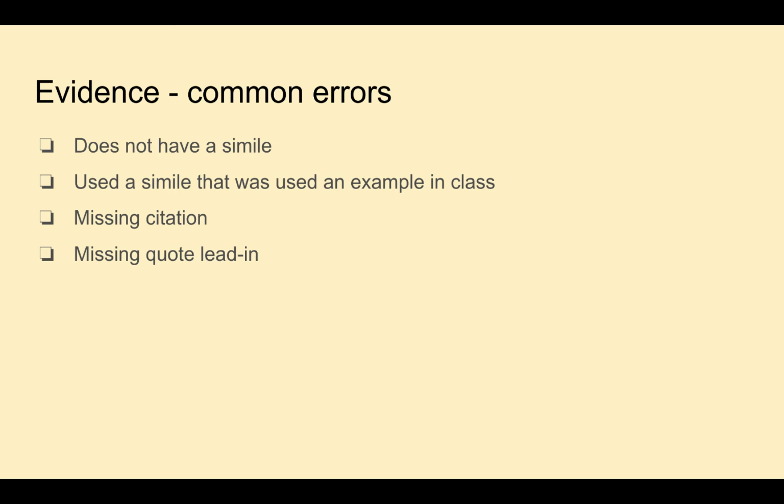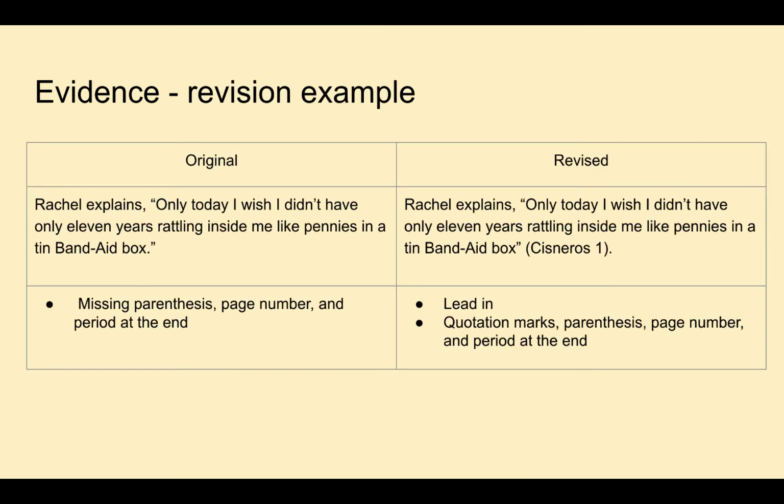Some other errors we saw were that a few students used a simile in their paragraph. That was the example we used in class. Some students were missing a citation, so that's the place where you have the author's last name and the page number. Other folks were missing the quote lead-in, so that's the part at the beginning that says, like, Rachel says. So here's just a short example, where you see in the original there's a citation missing. In the revised one, we have a citation.